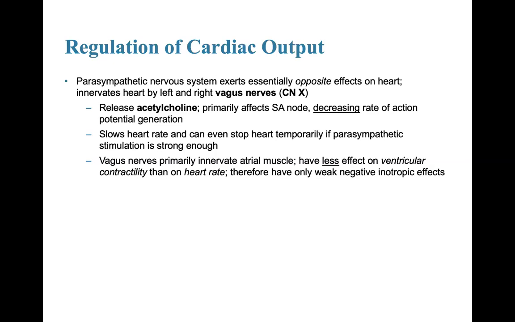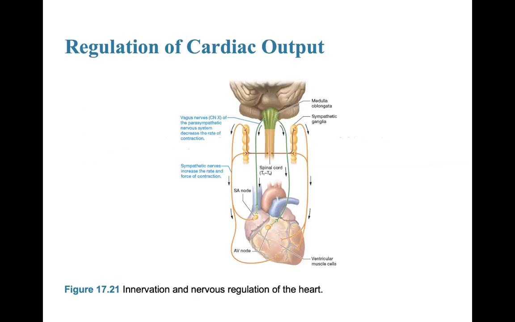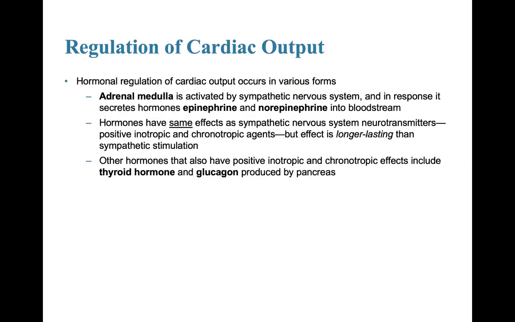The vagus nerves primarily innervate atrial muscles and have less effect on ventricular contractility than on heart rate, therefore only weak negative inotropic effects. And here you can see the positive and negative effects on the heart rate.